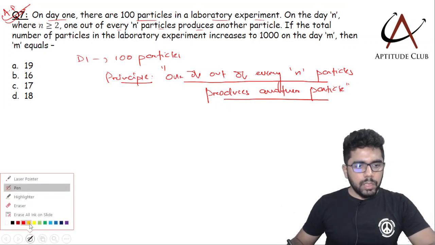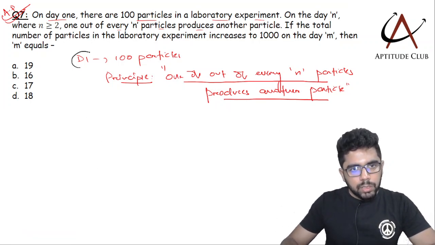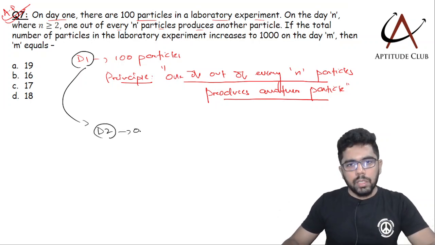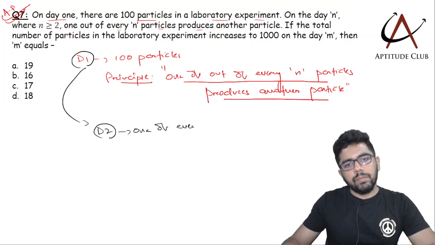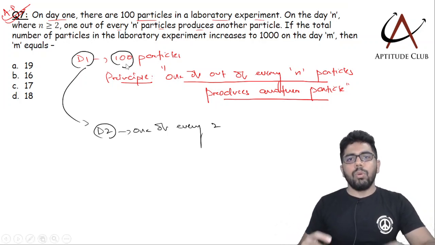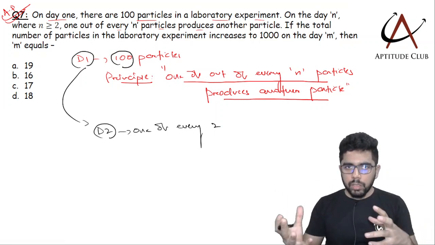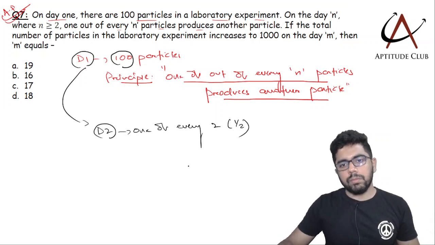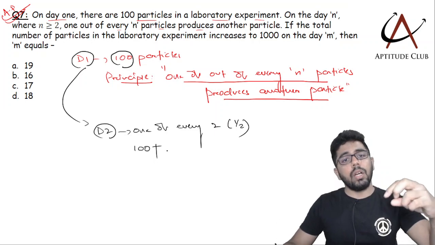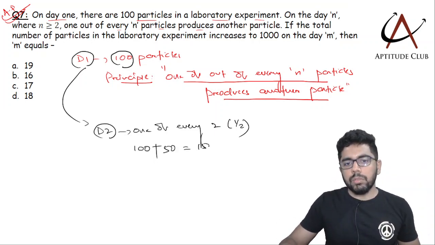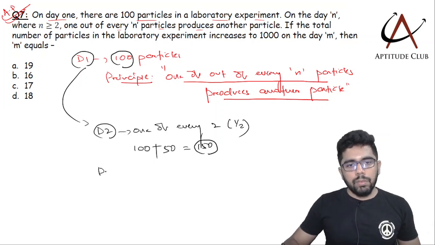That means basically the question is saying if I'm coming day 1, say if I'm coming to day 2. So just for your understanding, I'm writing here 1 out of every 2. So I had 100. So 1 out of every 2 means 50 out of every 100. Okay, that means half. 1 out of every 2 means half. So I had 100 particles. उनमें से half will produce 1 particle each. So 50 extra particles I'll get. So it becomes 150.